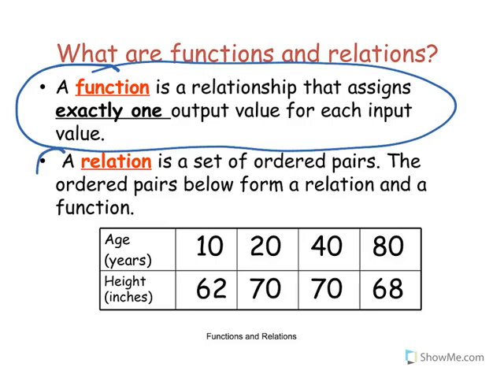So let's talk about this. What's a relation? A relation is just a bunch of ordered pairs. So I could just make up any numbers, right? (5, 12), (3, 74), and (-5, 2/3), and that would be a relation.